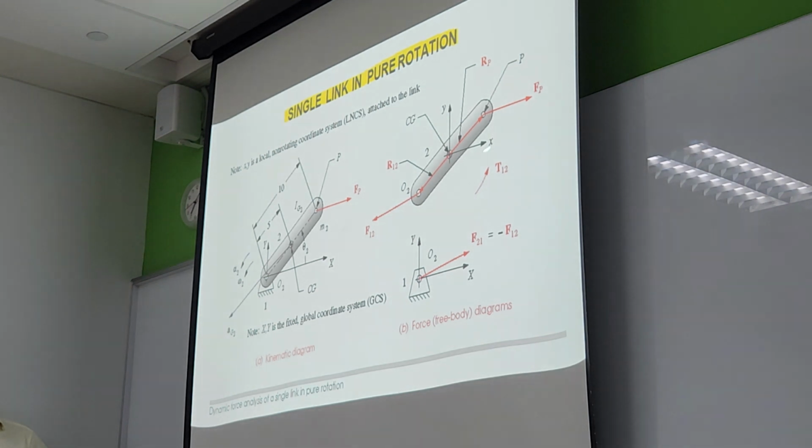Now you can see the small x and small y is the local coordinate system, while the global coordinate system is shown here. The local coordinate system can be taken from any point.